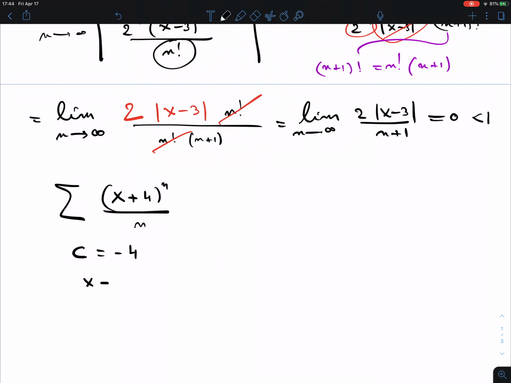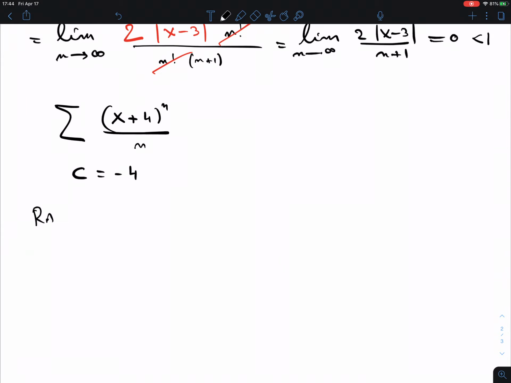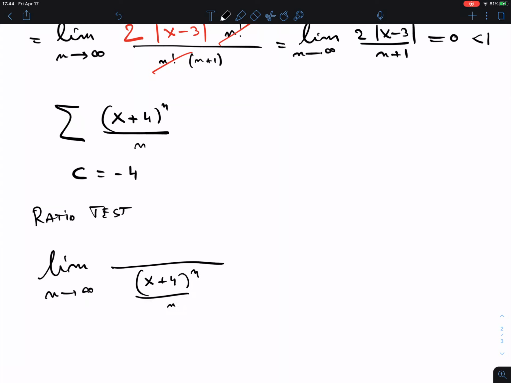All right, so how does it work now? Well, same thing. We're going to do the ratio test. The limit as n goes to infinity. In the bottom we write (x plus 4) to the power n over n, and in the top, the same thing with n replaced by n plus 1, over n plus 1. And then we have absolute values, and these are very important, don't forget them.